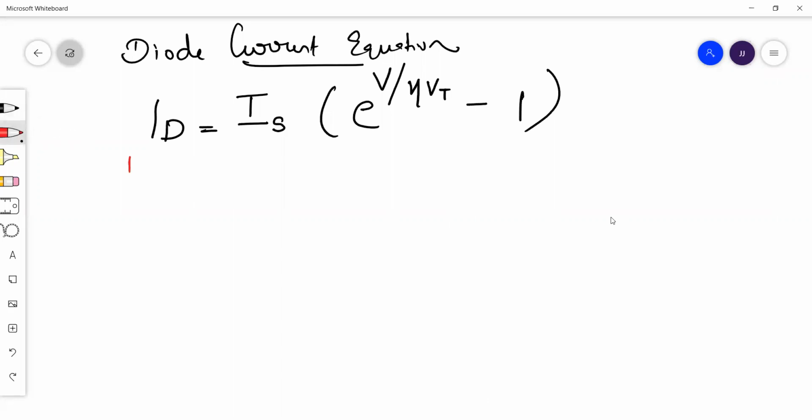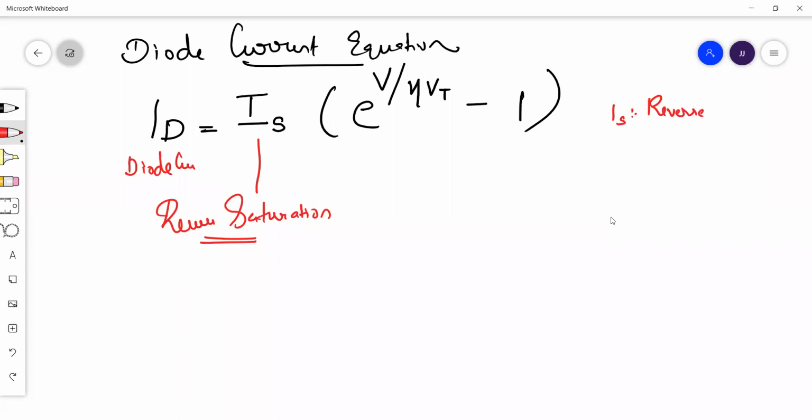I will just give some details regarding this equation. ID represents the diode current. IS represents the saturation current. To be specific, this IS is called the reverse saturation current.